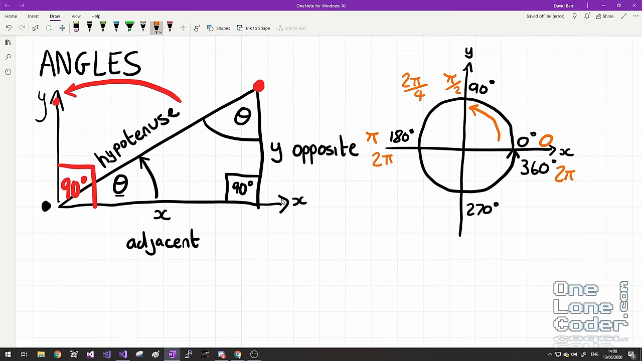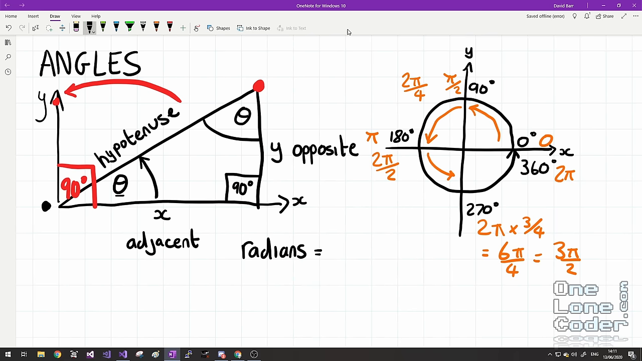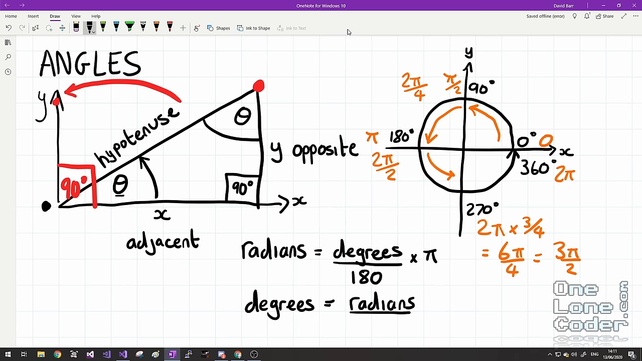180 would be 2 pi over 2. It's the first full half. 3 quarters of the way round would therefore give us 2 pi times 3 quarters, which is 6 pi over 4, which is 3 pi over 2. It's always a bit awkward, that one. But what we can see is there is a linear relationship between degrees and radians. And we can define that as being radians equals degrees divided by 180 times pi. And naturally it follows that degrees, therefore, are radians divided by pi times 180. It takes some getting used to.